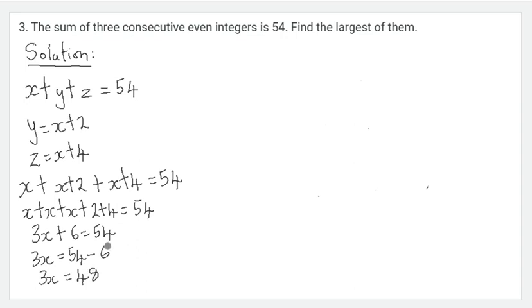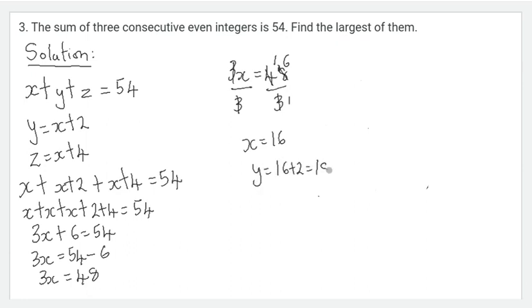So how do we find what x is? If 3x is equal to 48, divide both sides by 3. 3 here, 1, 3 here, 1. We have 1 remaining, 3 in 18. 6 times 3, 18. Good. So x is equal to 16. If x is equal to 16, y is equal to x plus 2. That's 16 plus 2, and that will give us 18. And then z is equal to x plus 4. That's 16 plus 4, and that will give us 20.